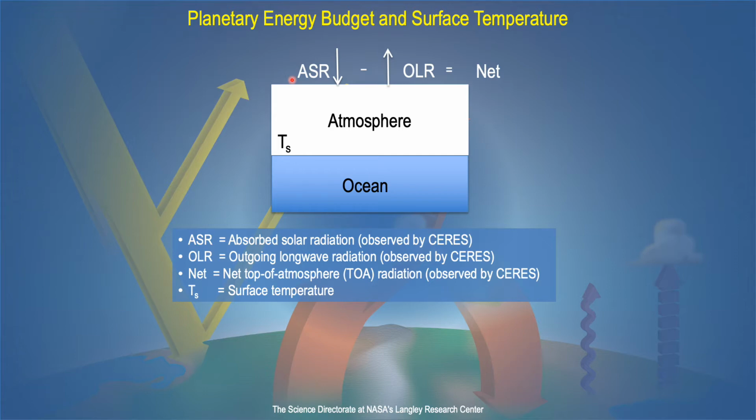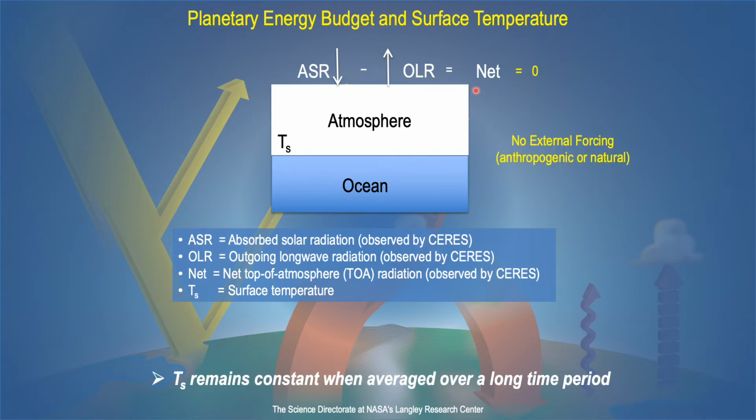The planet sheds heat by emitting thermal infrared radiation, what I'm calling here outgoing longwave radiation. The difference between these two is what we call the net radiation. If you look at a long period of time and there's no external forces acting on the planet, then these two quantities should be the same and the net will be zero.